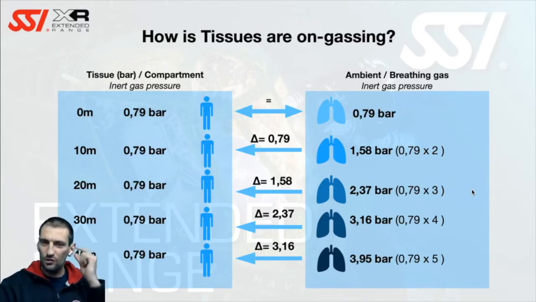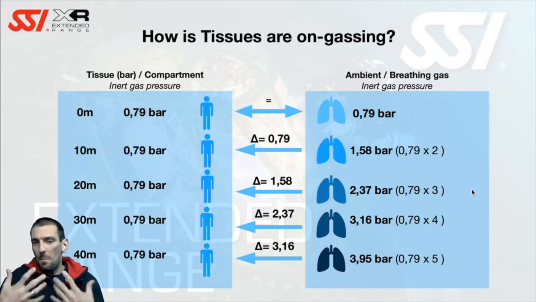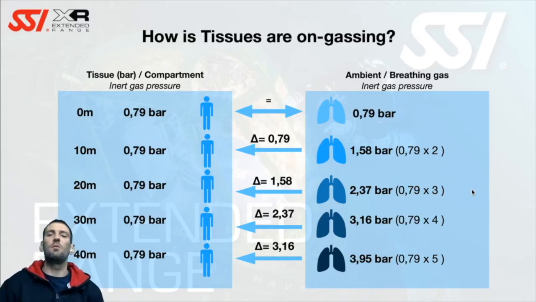Same situation happens here. If we go immediately to 40 meters and we create the pressure difference of 3.16 bar, the nitrogen will travel, let's say, much faster through the alveoli to our bloodstream compared to 10 meters. This is exactly why the deeper we are, our non-decompression times are shorter, because we are taking in much more nitrogen in the same period of time compared to 10 meters. And also our decompression buildup is faster because we are on-gassing much more nitrogen, simply because the pressure difference in our alveoli, in our lungs, is higher than if we are shallower.